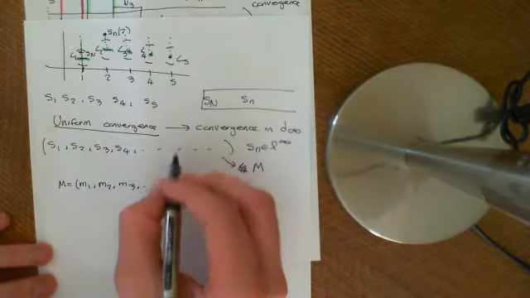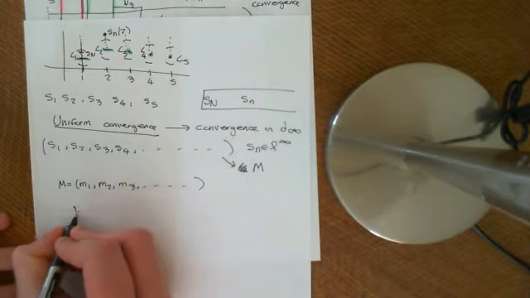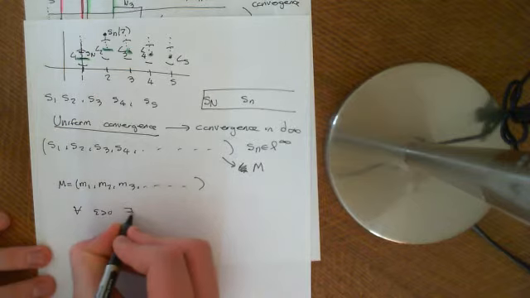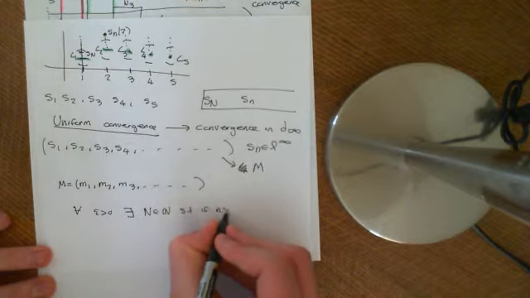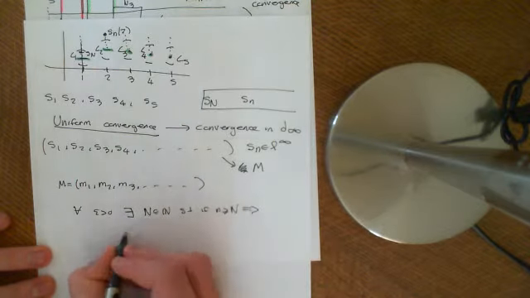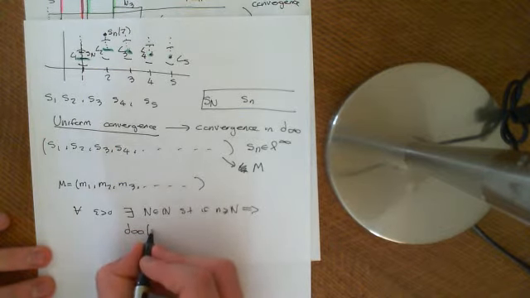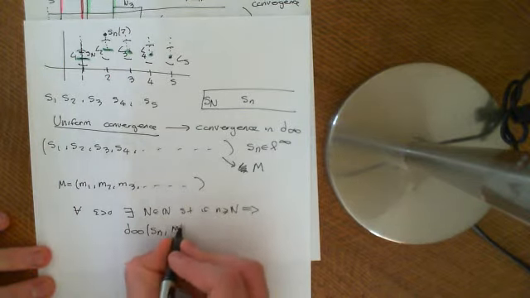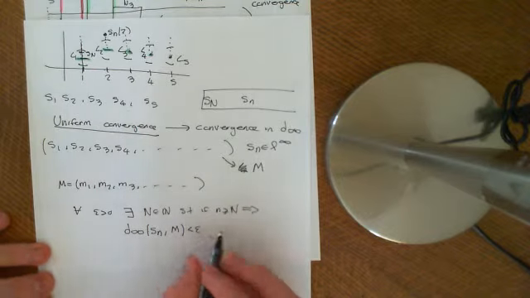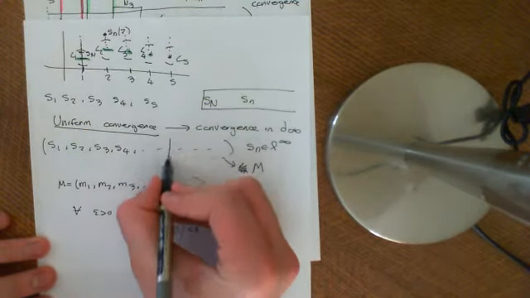Like that, and the meaning of this sequence of sequences converging to M means that for all epsilon greater than 0, there exists a big N, which is an element of the natural numbers, such that if little n is greater than or equal to big N, it implies that the distance, and the distance metric is D infinity this time, between the term of the sequence S little n and M is less than epsilon. So basically, I'm just using the definition of the convergence of a sequence in a metric space.